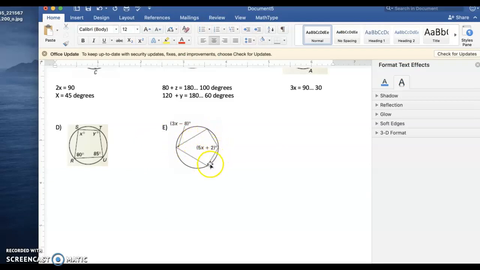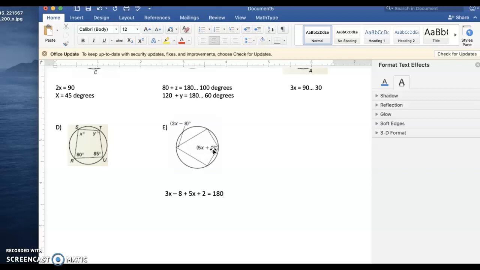For part E, what I would be doing is setting up an equation. We have a four-sided shape here. It looks somewhat like a kite drawn within the circle, and opposite angles add up to 180 degrees. So do not set these equal to each other. They also don't look like they'd be the same measure, but I am allowed to say 3x minus 8 plus 5x plus 2 is equal to 180 degrees. Again, do not set them equal to each other.